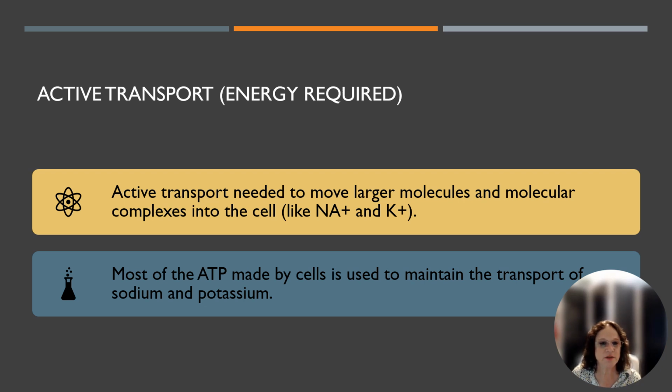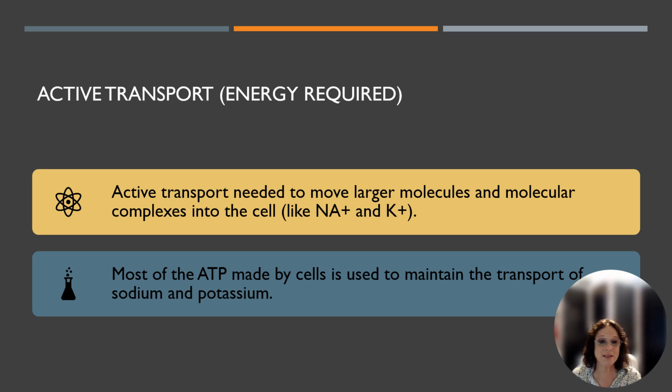Active transport is going to require energy to move more large molecules and molecular complexes into the cell. So we need energy to move things like sodium and potassium inside and outside of the cells. And that's really important because that sodium and potassium gradient drives the electrical changes, the energy changes that are needed for our cells to be able to function. We need to have the right amount of potassium inside of the cell and the right amount of sodium outside of the cell. And when those balances get out of whack, people get diseases.